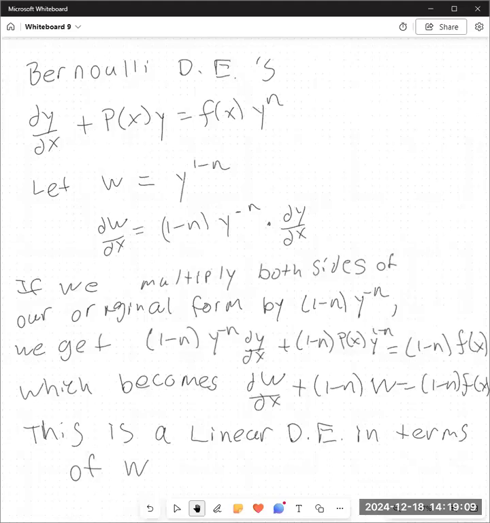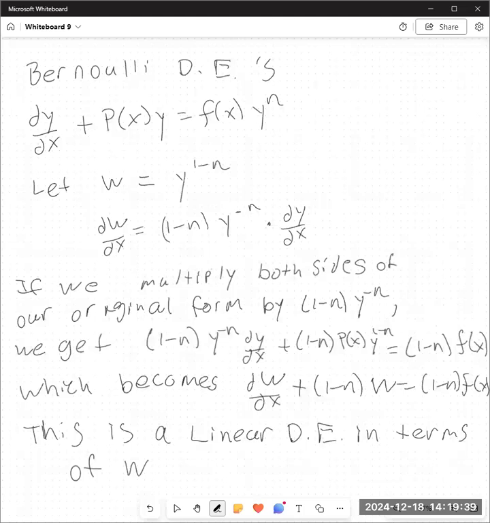In this video, we're going to talk about Bernoulli differential equations. This is another type of equation that we solve by substitution, and it's going to be written in the form dy/dx plus p(x)y equals f(x)y^n. So it looks almost like a linear differential equation with an extra y^n on the end out here. So we're going to make the substitution w equals y^(1-n).